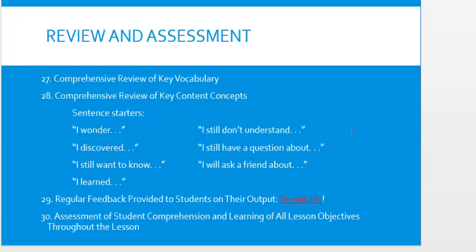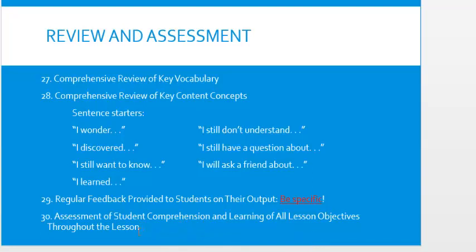And with that, then, number 29, providing regular feedback to them on their output. So be specific to them. "Good job" is not specific, but tell them specifically what they're doing well with and what you want them to continue to think about or practice as well. And then number 30, an assessment of student comprehension and learning of all lesson objectives throughout the lesson.